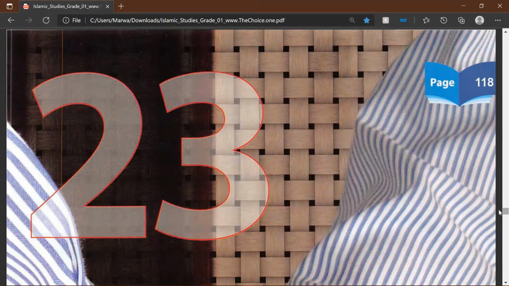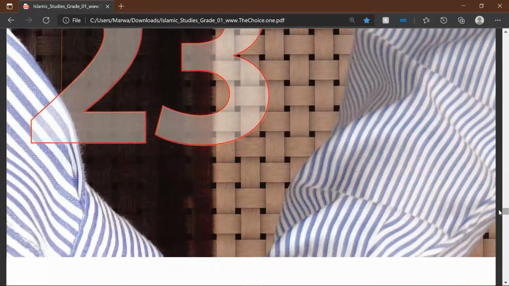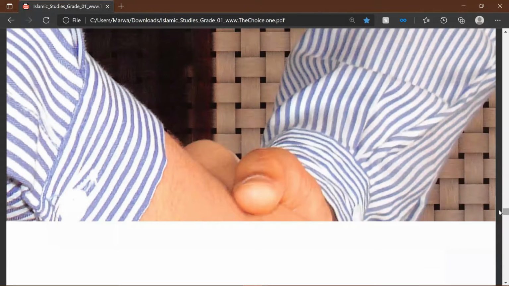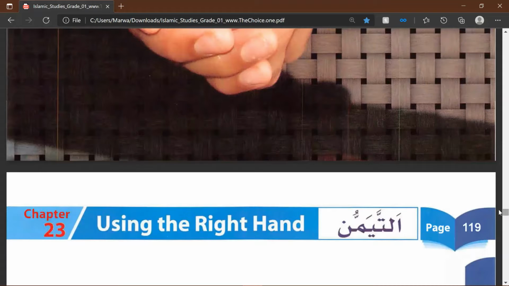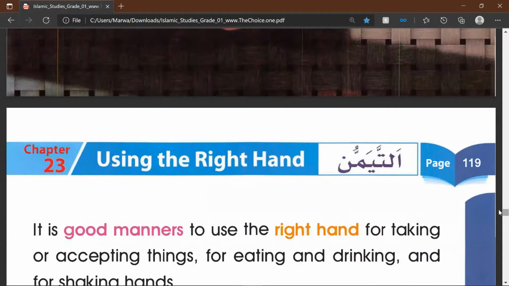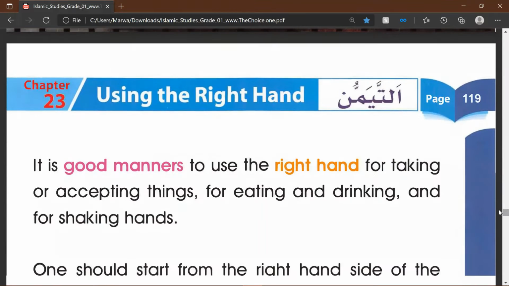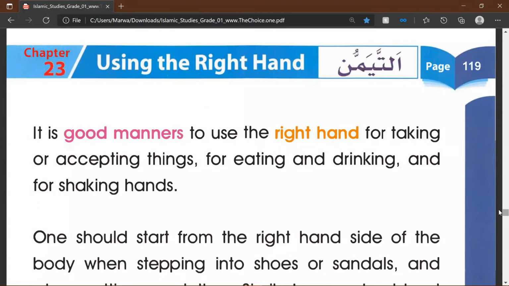In this lesson, we will be looking at chapter 23, at-tayammun, or using the right hand. So as I mentioned in the last lesson, the Prophet ﷺ is the perfect example for how to practice Islam. And as Muslims, it is best for us to do things as he did. And so when doing certain things, he would use the right hand to do them. And in doing other things, he would use the left hand. And we too should distinguish between the two hands when we do things.